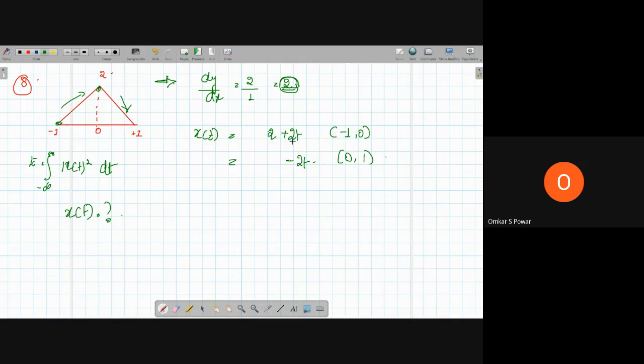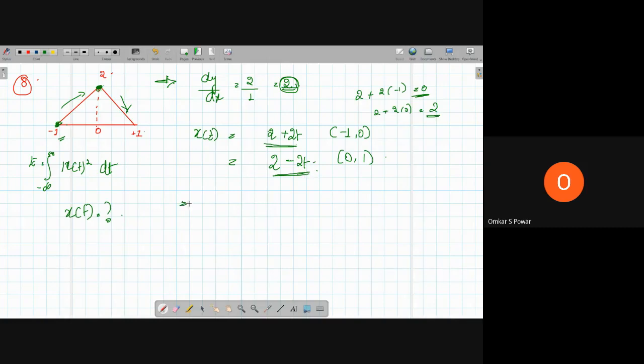Substitute this at minus 1. So 2 plus 2 into minus 1. So at t equal to minus 1, its value is 0. At t equal to 0, substitute that, 2 plus 2 into 0, its value is 2. So at this point its value is 2, at this point its value is 0. So this satisfies that 2 plus 2t. Similarly 2 minus 2t if you take, it will satisfy. So this is the value of x of t.